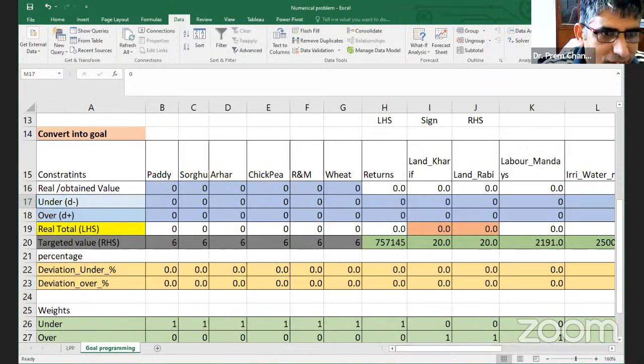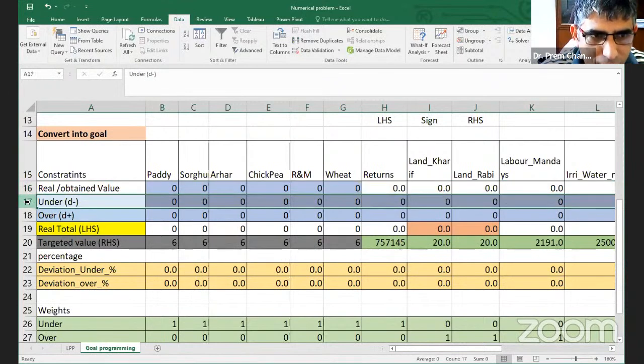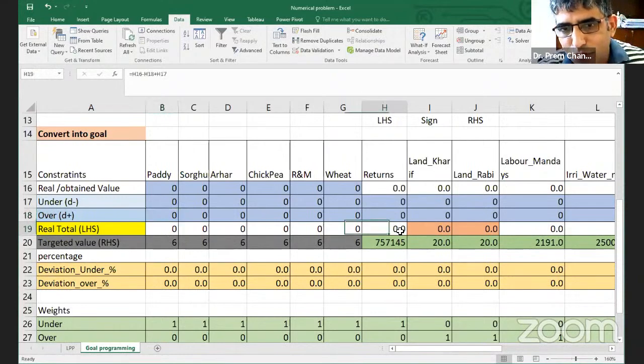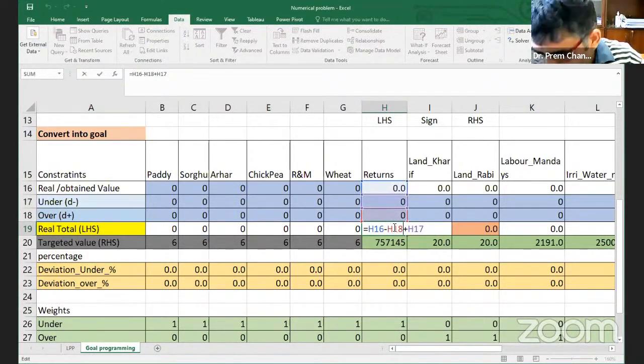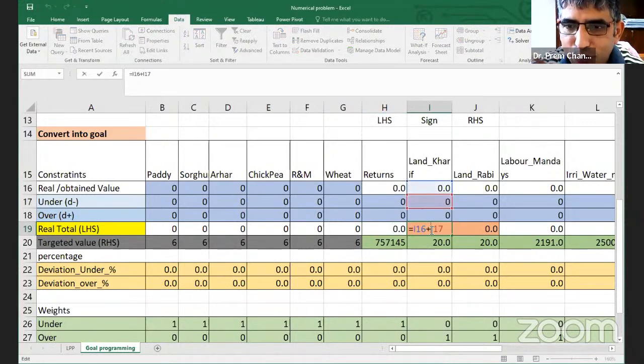This is the row of actual obtained value, and this is the row of underachievement. This means I can accept this much underachievement, or this much overachievement, but only one of these. So wherever I want to keep my constraint hard, I will just add only one.